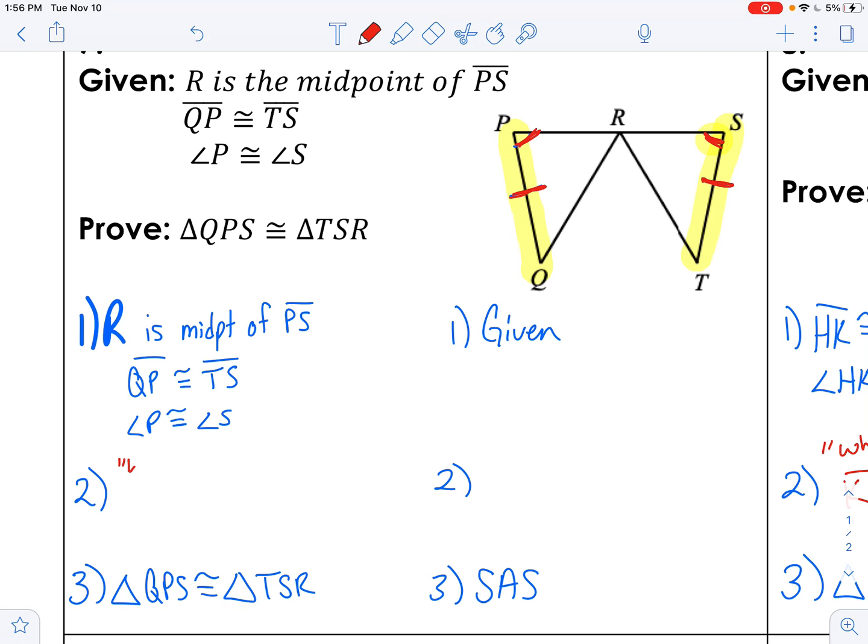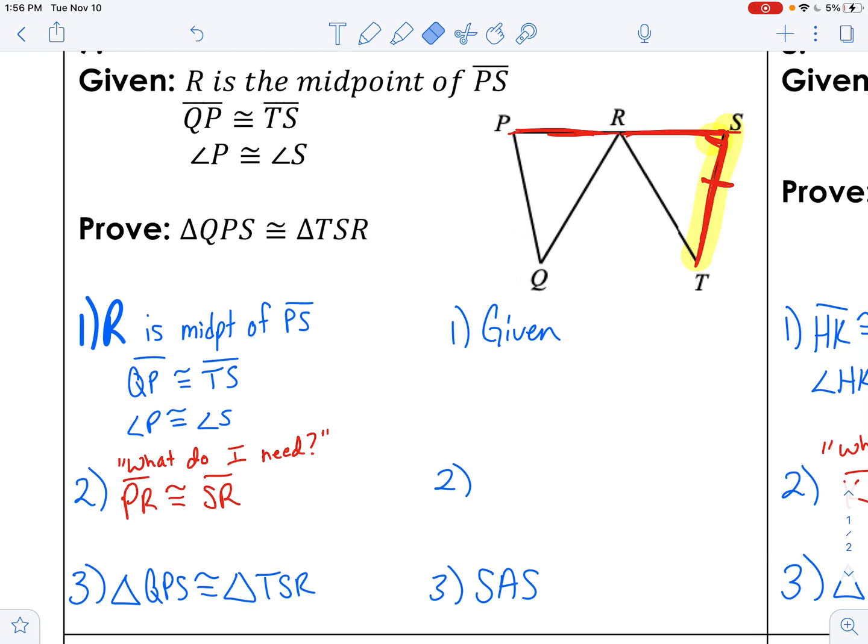So you ask yourself, what do I need? And I need that other side. So what's the other side? It's going to connect to my included angle. That would be PR over there. And then let's use the other triangle. I have a side, I have an angle. What's the other side that makes that an included angle? That would be SR.